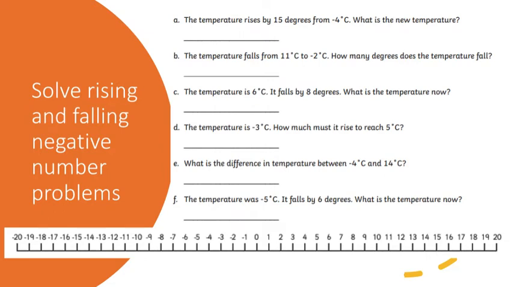Okay, here's yours to have a go at. For each of these, you can write the calculation out, but I'm really looking for the answer. Sometimes writing the calculation can make it a little bit more tricky. So the temperature rises by 15 degrees from minus 4 degrees C. What is the new temperature? So you're thinking rising, we start on minus 4 and go up. The temperature falls from 11 degrees to minus 2 degrees. How many degrees does the temperature fall? So look for 11 degrees C to minus 2 degrees C and look to see how many it's gone backwards. Pause the screen and work these out.